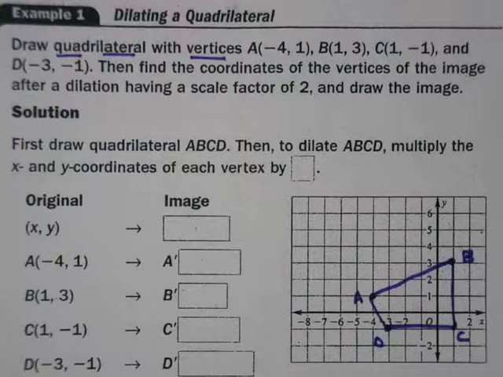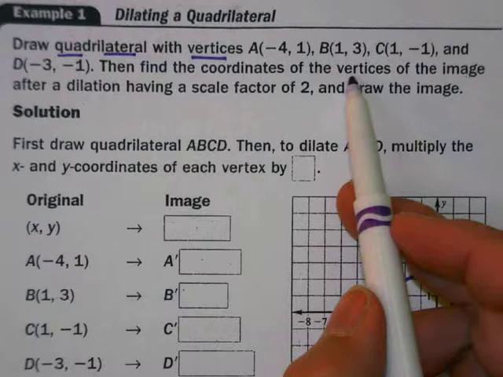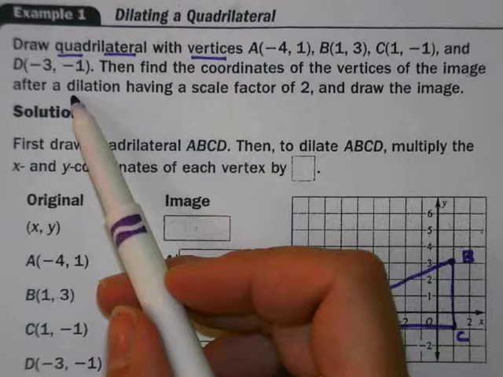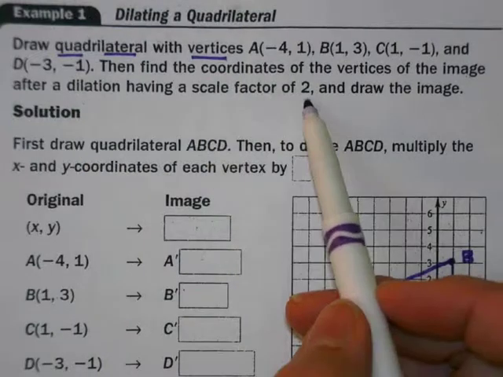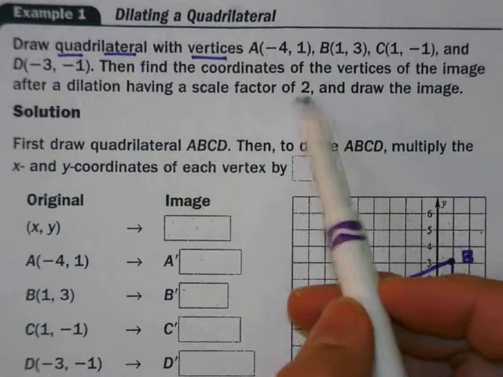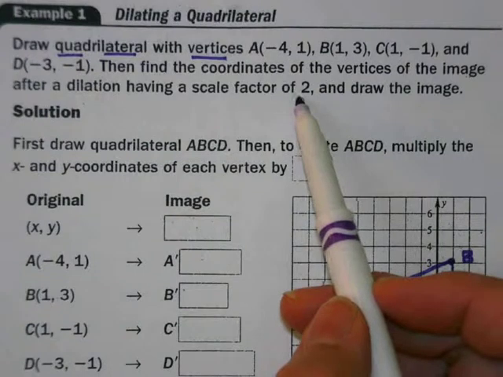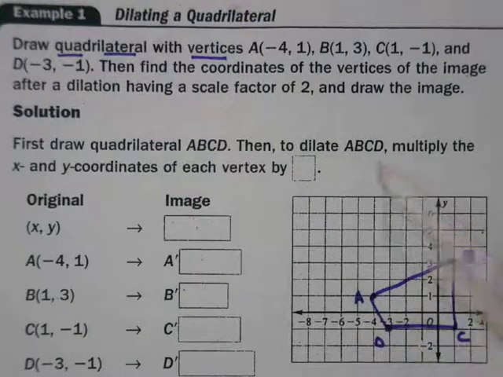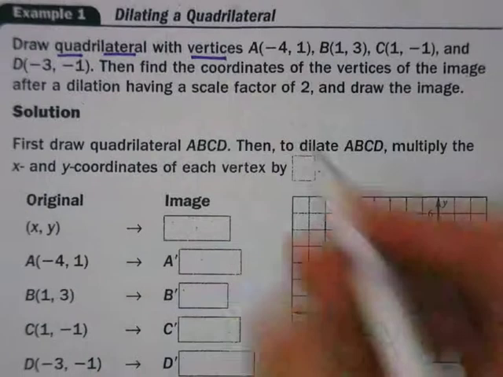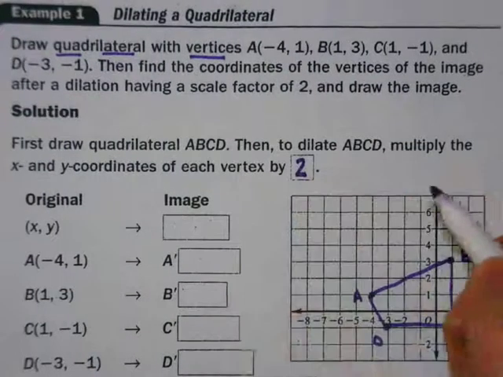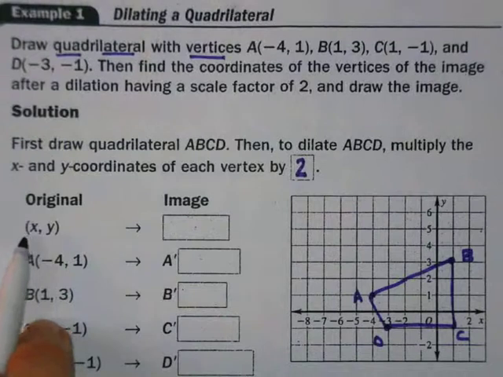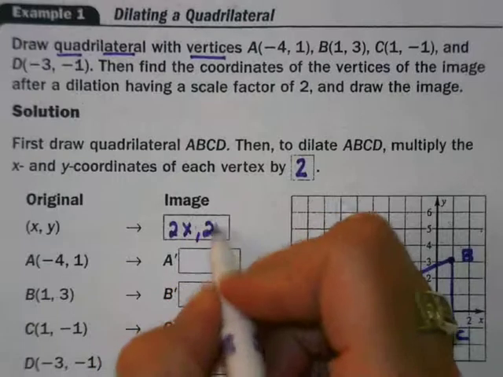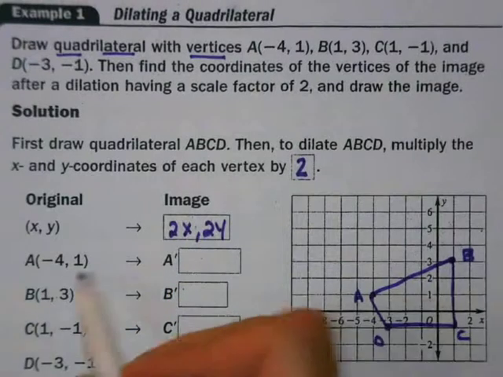And it says, find the coordinates of the vertices, that's the corners of a new image, after a dilation, so we're either going to make this bigger or smaller, having a scale factor of 2. Well, scale factor of 2, that means I'm going to double it. So this picture is going to get bigger. So to do that, we've drawn quadrilateral A, B, C, D. To dilate it, we're going to multiply the x and y coordinates each by that scale factor, by 2. So if a point in our original image has the coordinates x, y, the image is going to have the coordinates 2x, 2y. So let's try that with each of these points.